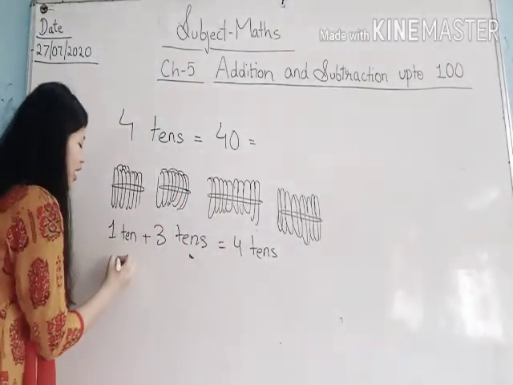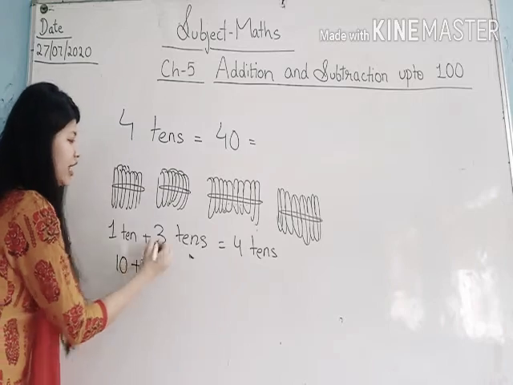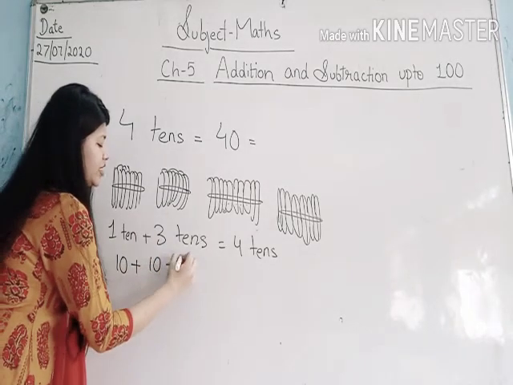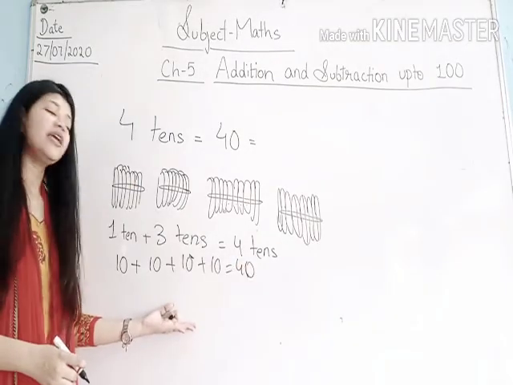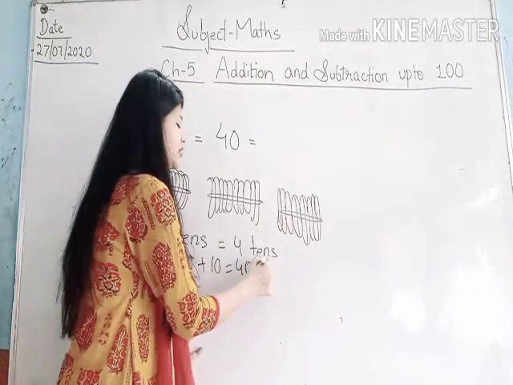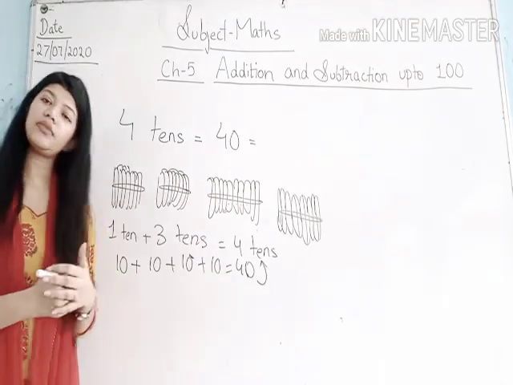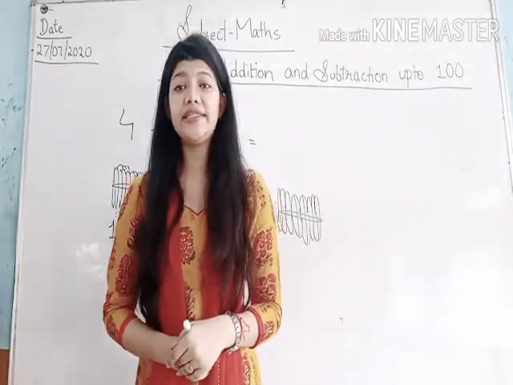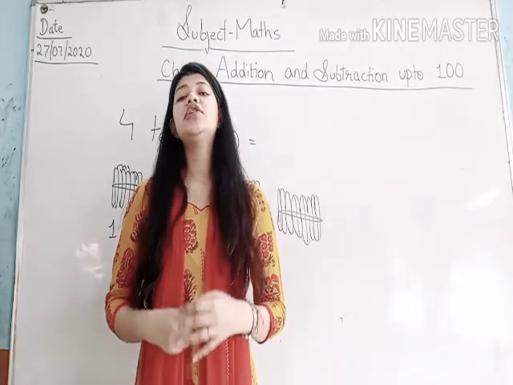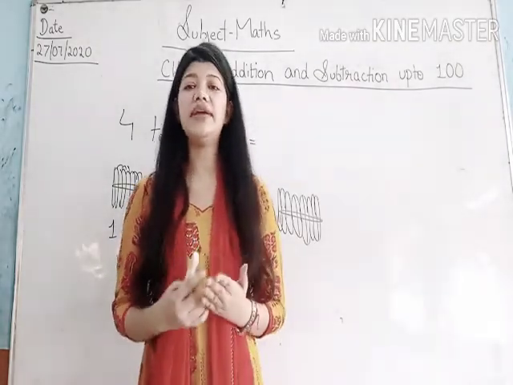If we count, 1 ten is equal to 10, and similarly we take 10 plus 10 plus 10, then this will be equal to 40. And this 40 is known as 4 tens. Did you get my point about what we mean by tens? Okay, so now let's learn how to add tens.